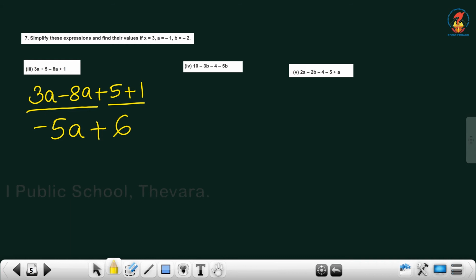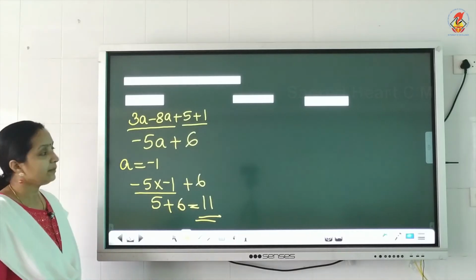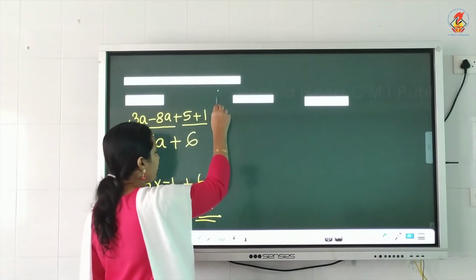6. Okay. Now in substitute, which value for a? A is equal to -1. That means -5 into -1 plus 6. -5 into -1, what is the answer? Negative into negative is positive. 5 plus 6, what is the answer? 11. I hope this is clear. Now move to the next question.